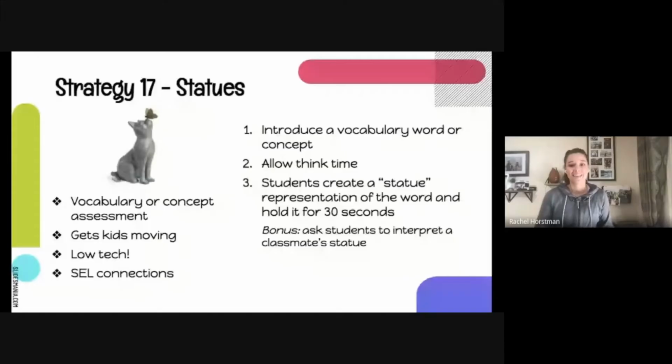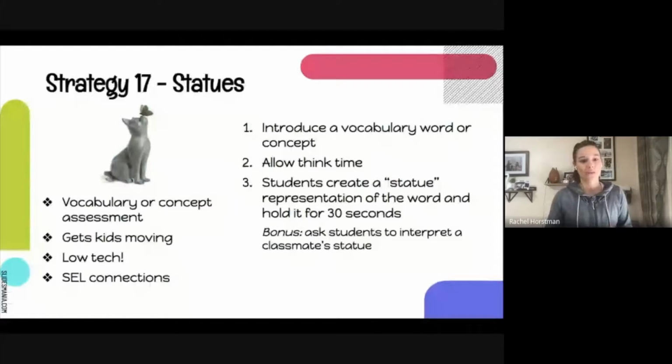My strategy is called Statues. And I was really lucky last year. I worked at an elementary school where we got the Elevated Arts Grant. So I got some extra professional development around adding in art strategies into curriculum. And this is one of the strategies I learned there.